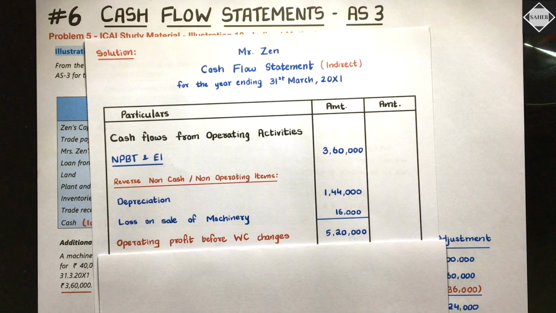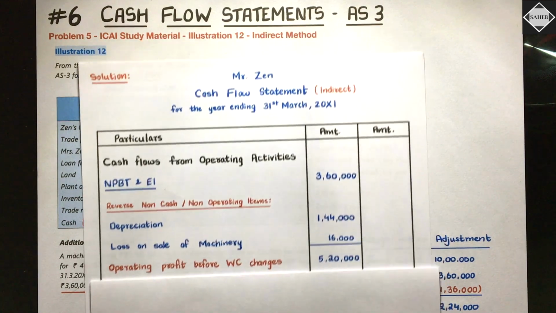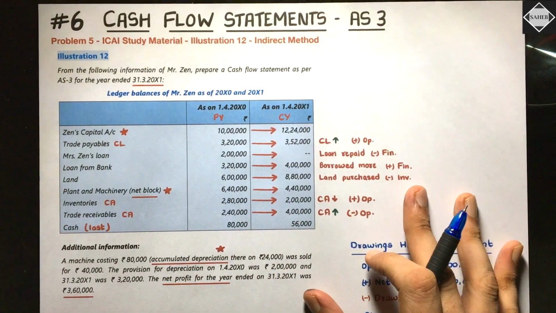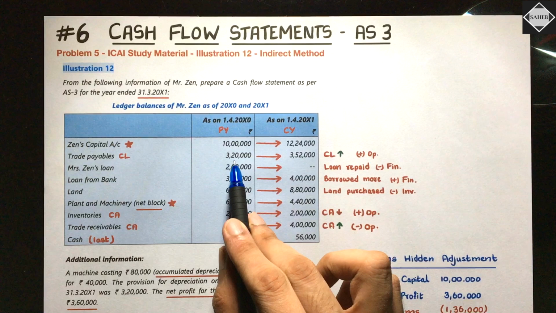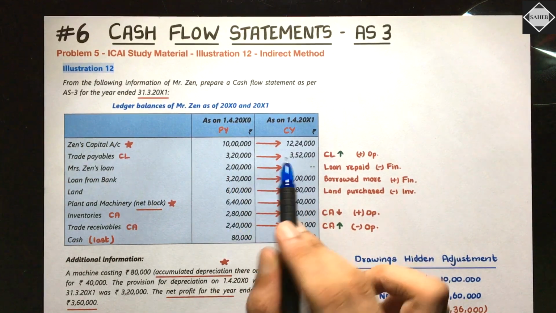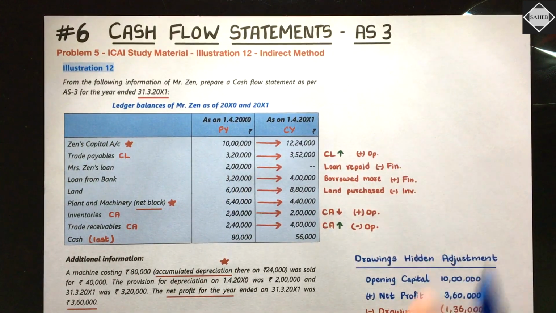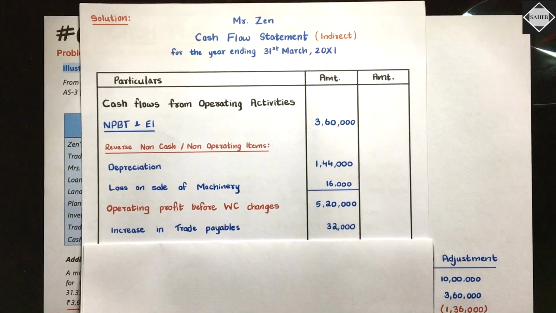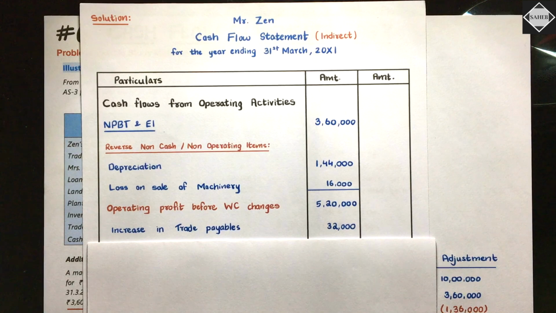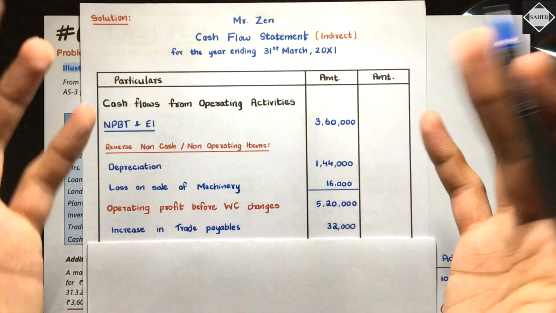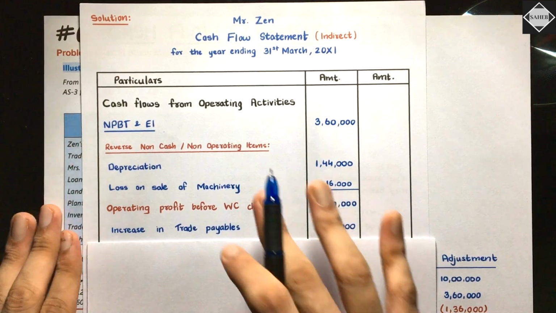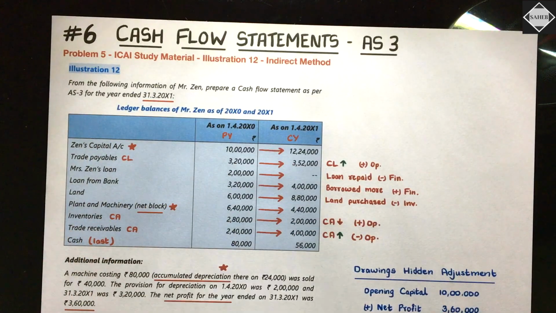Now what we do? We do working capital changes. So what we have to do? We have to go in the question, not in the ledger account. We have to find current asset and current liabilities which are of operating nature. So first we have trade payables. We discussed about this. From 320 it has become 352, increased by 32,000. So we add that in operating activities because they are positively related with cash, the current liability. Whenever current liability increases, cash also increases. Okay, so increase in trade payables we have to add. Fine, 32,000, understood.